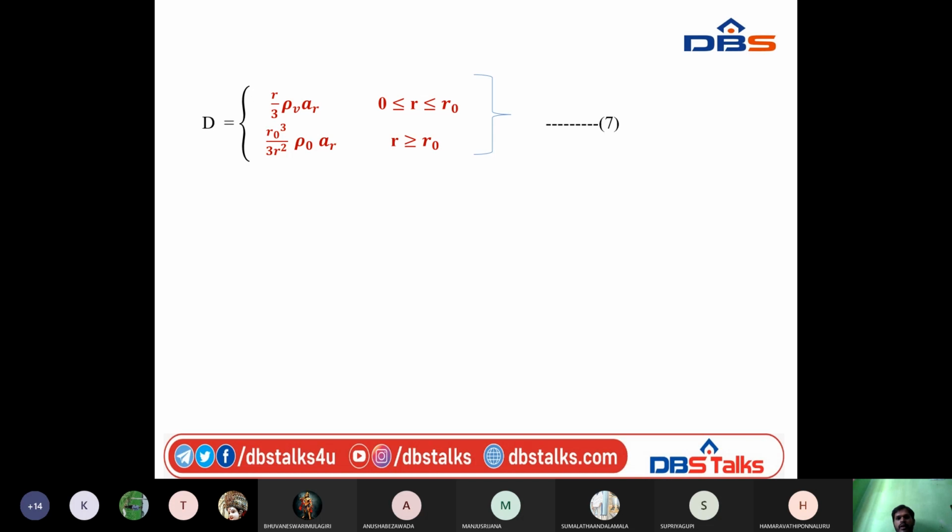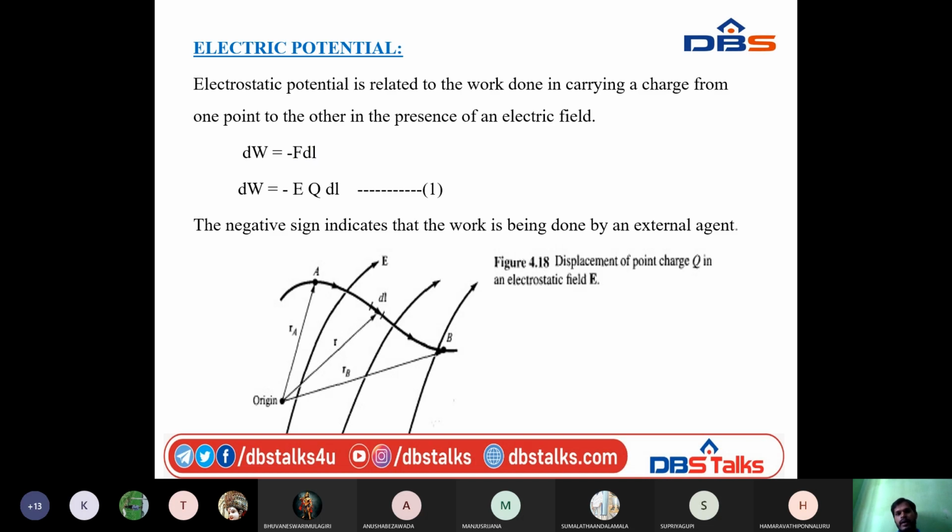In case 1, the radius of the Gaussian surface can be considered between 0 and r naught, and in the second case it will be greater than r naught. And these are the D values we have been seeing for these two cases. So up to this point, the Gauss law application is clear. Next, we will see the electric potential.